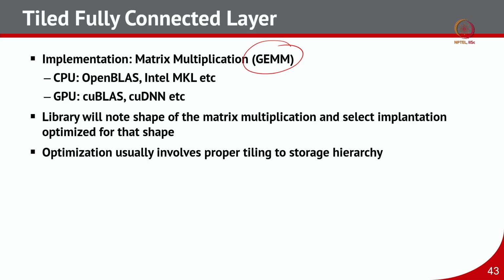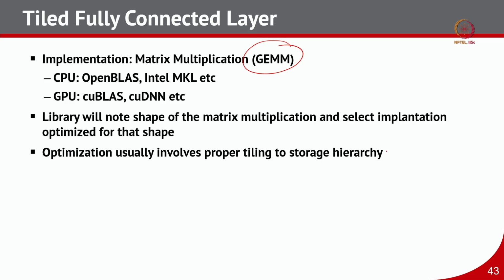So what these libraries will do is they will note the shape of the matrix multiplication and select the implementation optimized for that shape. And remember, the libraries already know the cache size or the memory hierarchy of the underlying hardware, which can be CPU or GPU. Now, from the shape of the matrix multiplication and from the knowledge of the memory hierarchy as well as the cache size, they can select how to tile or how to reuse the data so that the computation latency will be less. Now, again, this optimization usually involves proper tiling to the storage hierarchy.